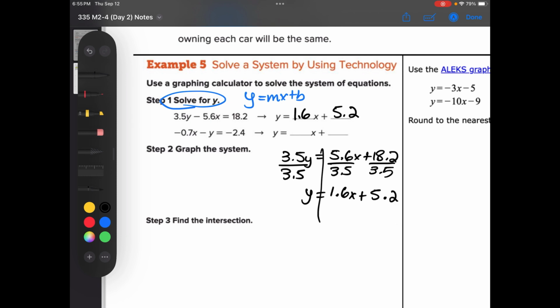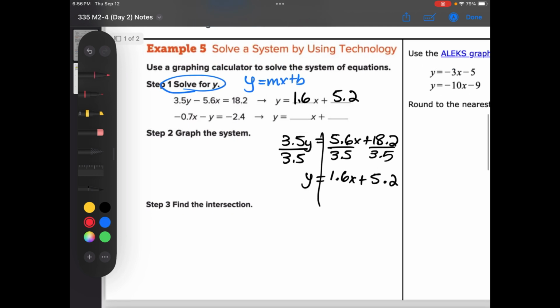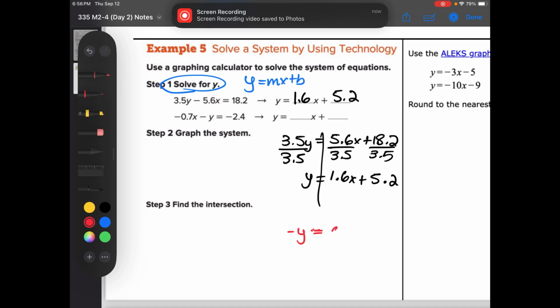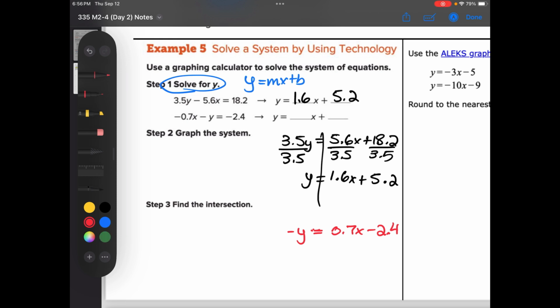Okay, and then the next one, we're going to do the same thing. So I have that negative y. I'm going to go ahead and add my x over to the other side, so it's over there. So it's going to be 0.7x, and then minus that 2.4 that's still over there. I'm looking at the second equation now. And then to get rid of the negative, you can just divide everything by -1. Makes it easy peasy. Y is equal to negative 0.7x plus 2.4. So you have two equations here.